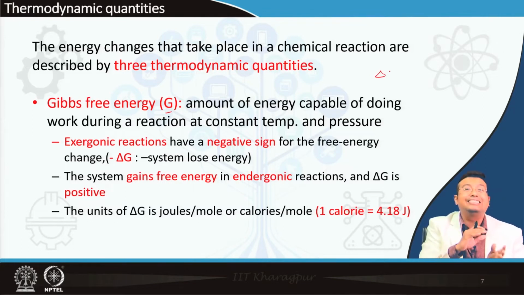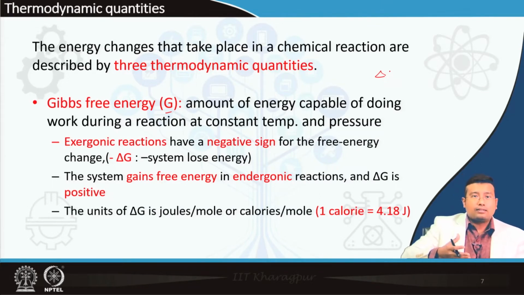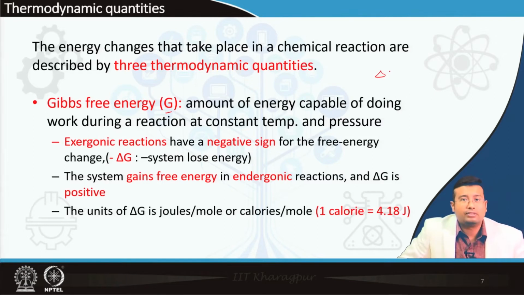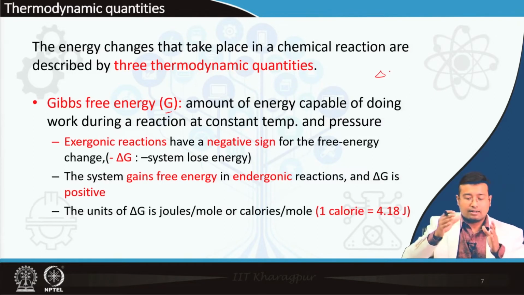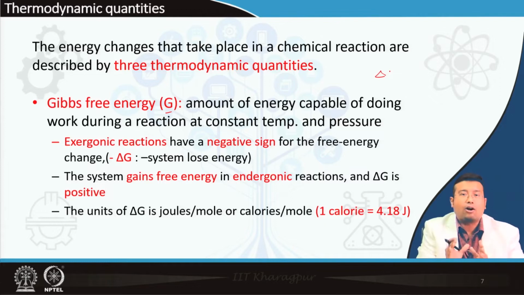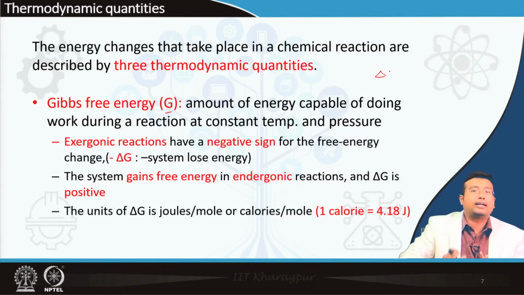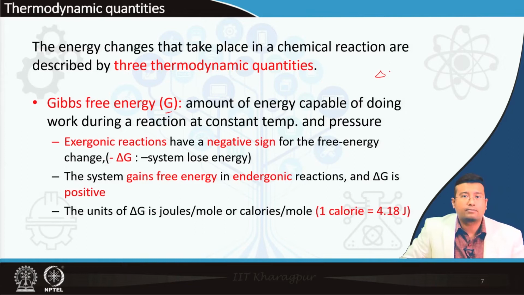So delta G means change in free energy, and ultimately what negative delta G means is that the system loses free energy. Okay, so this is the standard of an exergonic reaction. On the contrary, what is an endergonic reaction? In it the system gains free energy, and it is denoted by a positive delta G. There is no negative sign before that.